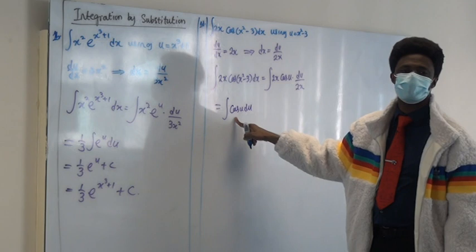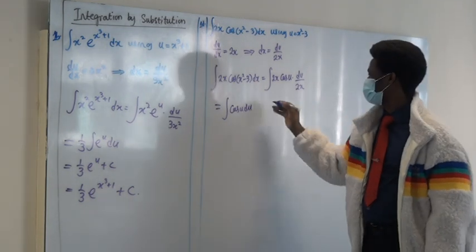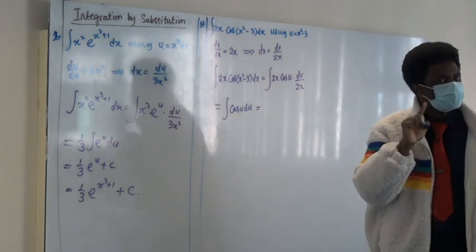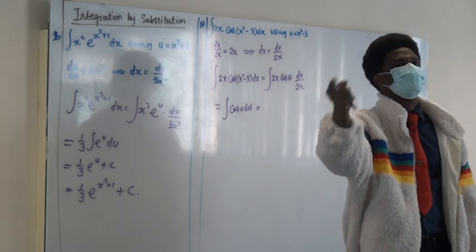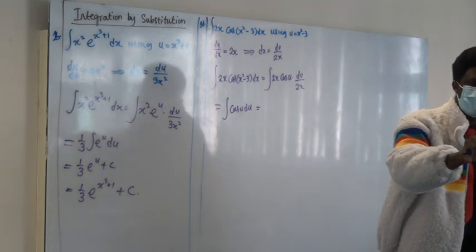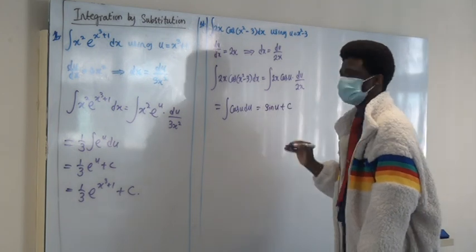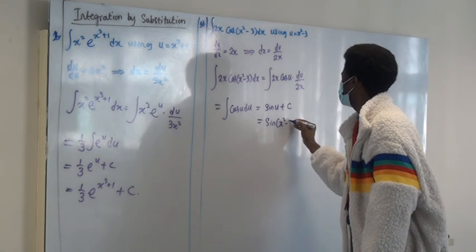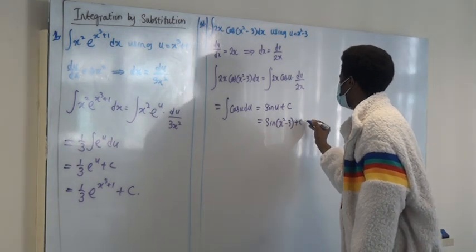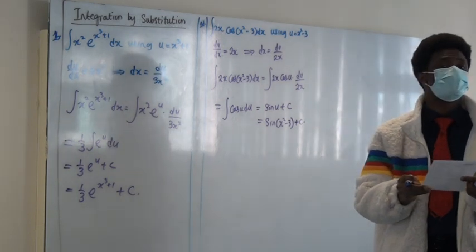You cannot integrate cos u with respect to x. That's the whole point of this transformation. And you remember, derivative of sine is cos. So integral of cos must be plus sine, not minus. Okay? So that will be sine u plus c. And that is just sine of x squared minus 3 plus c. And that's all.